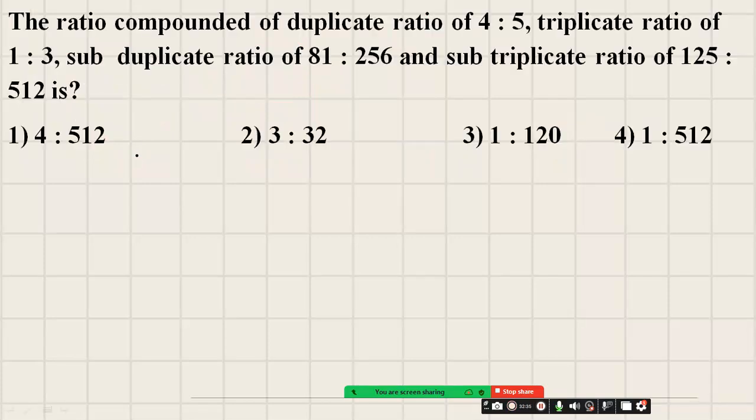The ratio compounded of duplicate ratio of 4:5, triplicate ratio of 1:3, sub duplicate ratio of 81:256 and sub triplicate ratio of 125:512 is. What is the answer? So remember the formulas. 4:5 and 1:3.